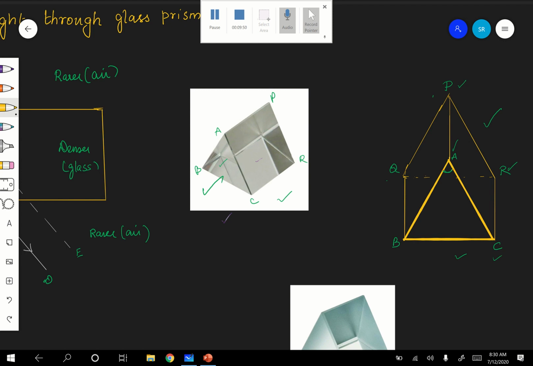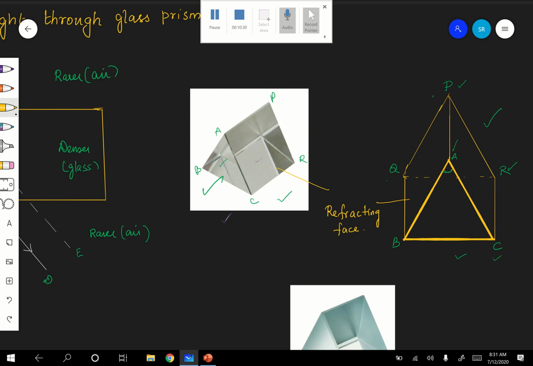This prism is a portion of the transparent medium bounded by two plane faces inclined to each other at a suitable angle. These plane faces, APQB and APRC, are called refracting faces. This is what is called refracting faces. Here only refraction takes place.